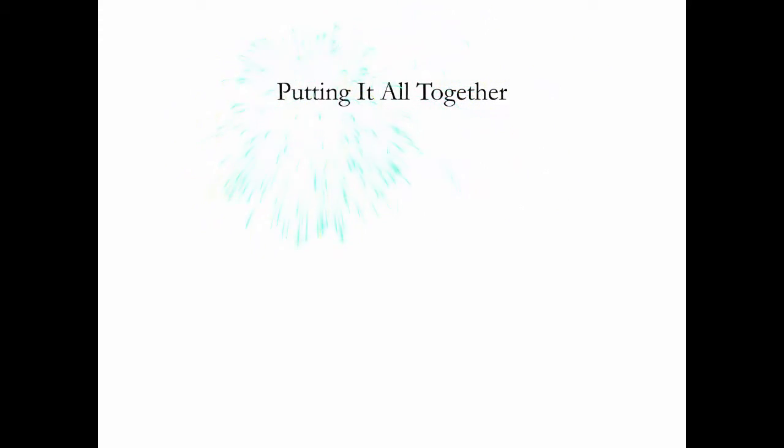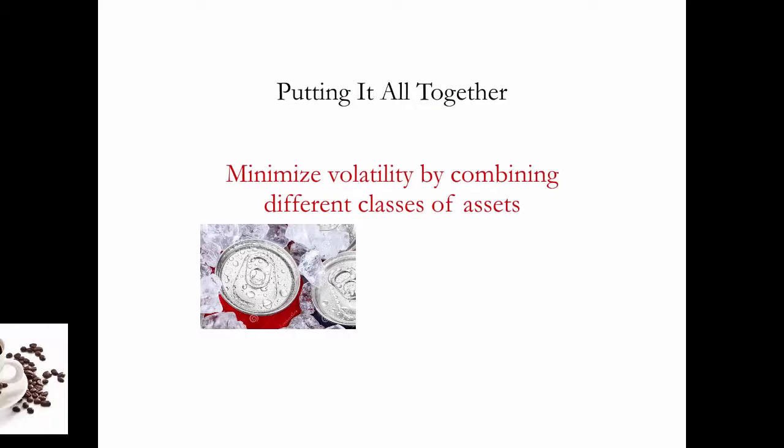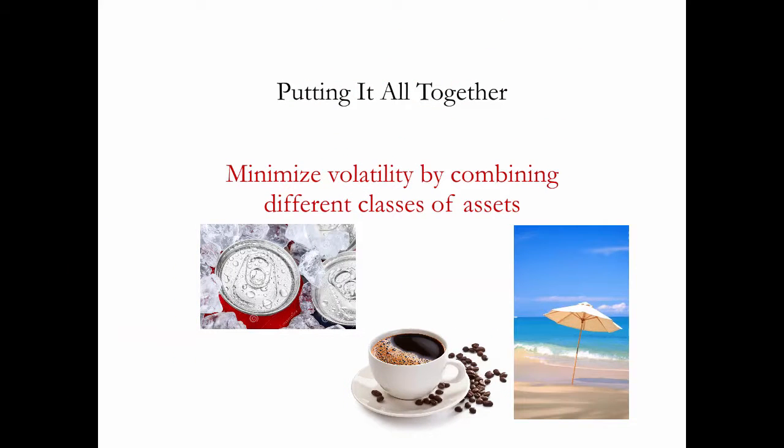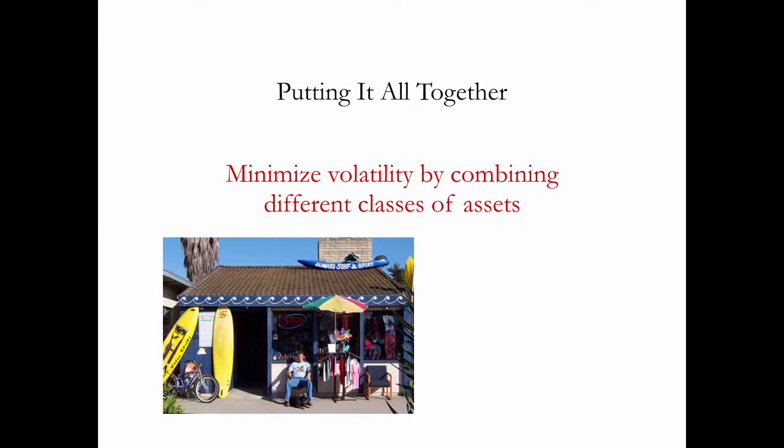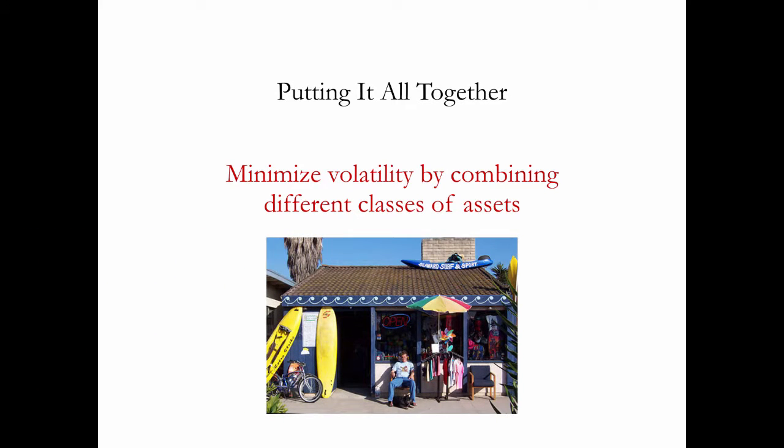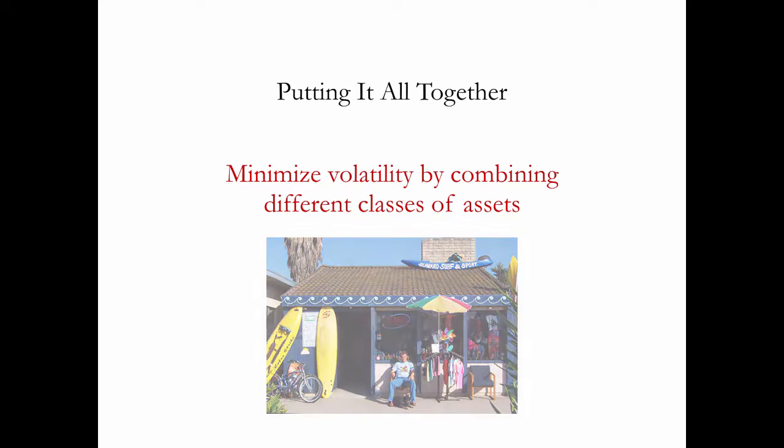Let's put it all together. Asset classes work the same way as the soda, coffee, and umbrellas in your Florida beach store. Some have strong linear relationships, positive correlation. Others don't move together so much, weak or negative correlation. And some don't seem to be related at all. Buying some of each asset class helps your portfolio perform more evenly in all kinds of weather, rain or shine.